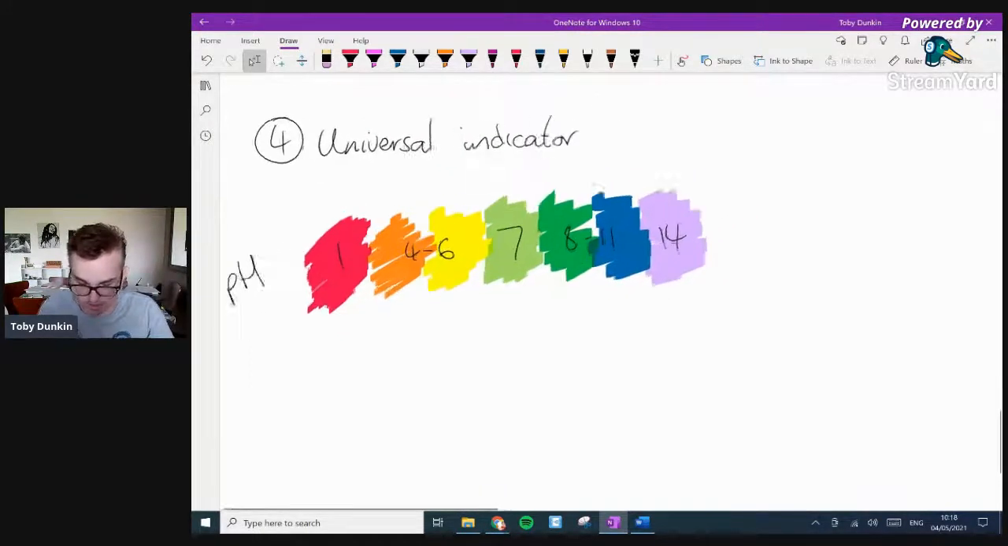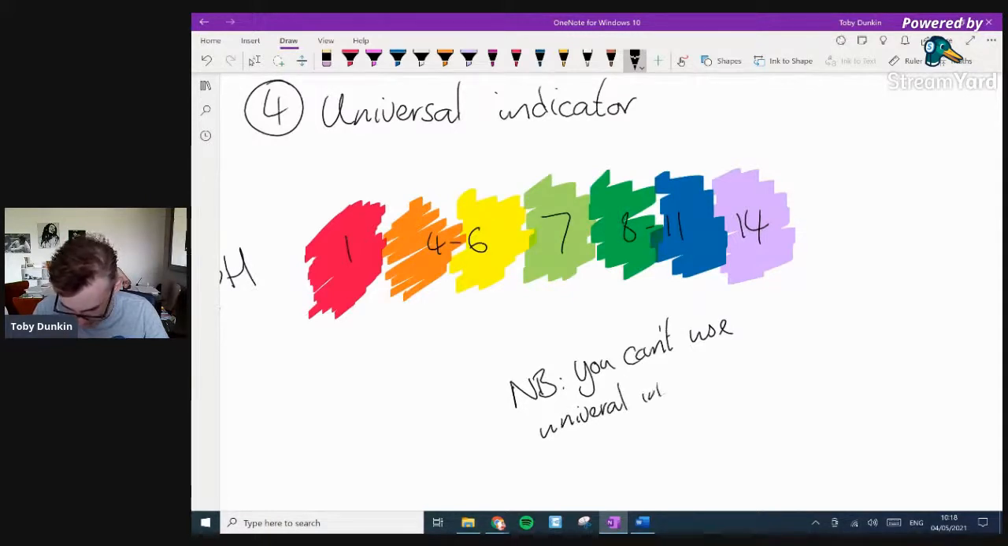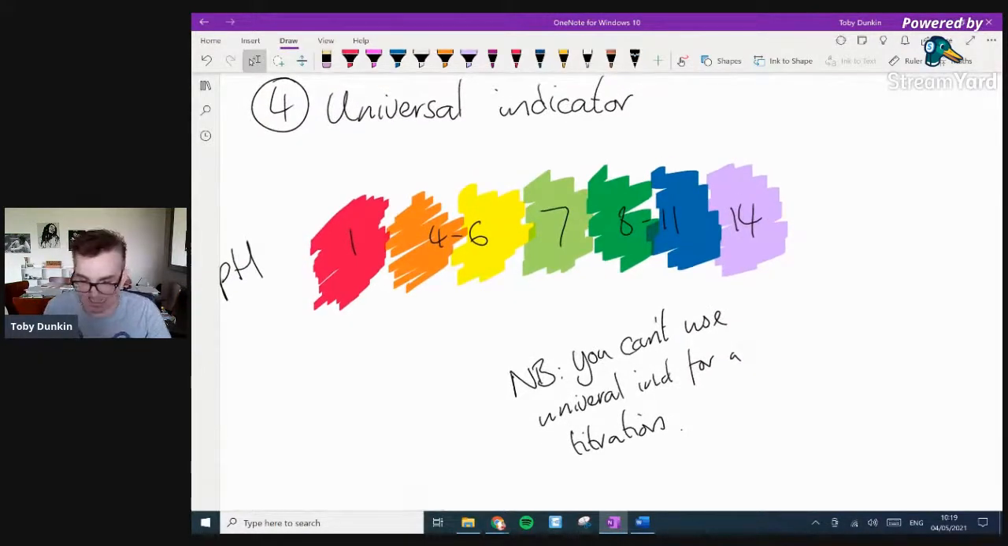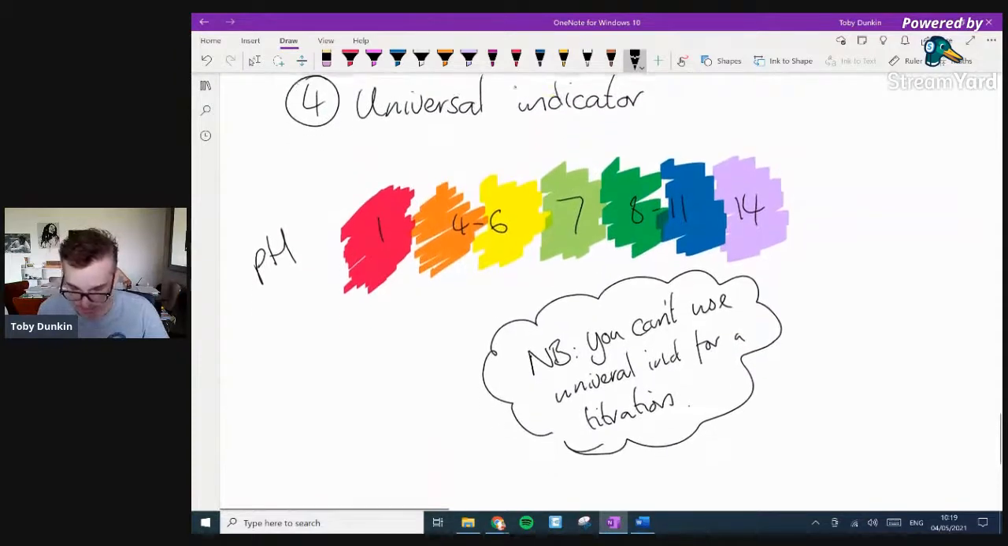They do every now and again come up, but it requires us to see questions more than anything else. Now, can I just make a nota bene at this point? You can't use universal indicator for a titration. Multiple color changes. That nota bene will appear again in our titration lessons, but it's just nice to include it here.